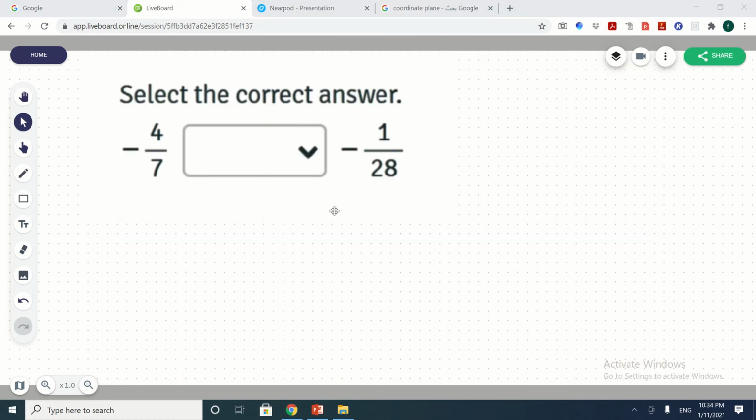طبعا عندنا عدة حالات في المقارنة. If we have two fractions, we will keep these fractions and we will make the denominators equal only. Okay. To compare it، يعني عشان نقارن بينهم لازم يكون الدينومينيتر نفس الشيء. نحافظ على الفراكشن ونغير الدينومينيتر. 7 we can make it to be 28 by multiplying it by 4. It means we will multiply by 4 up and down.